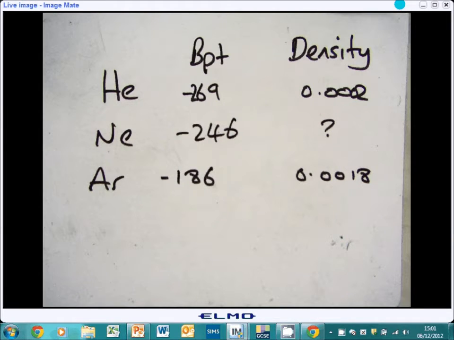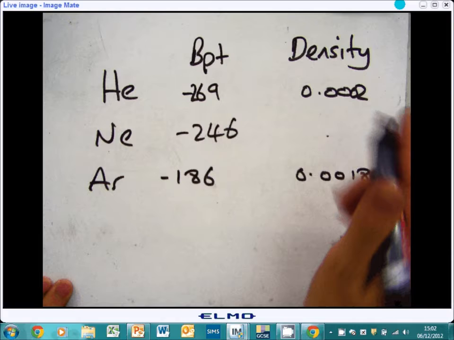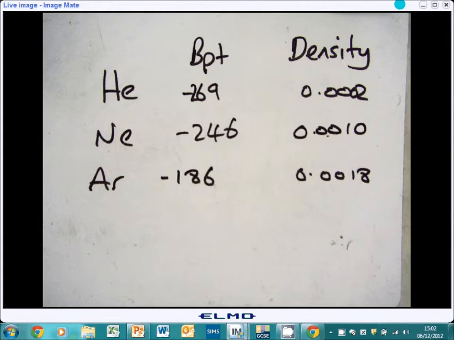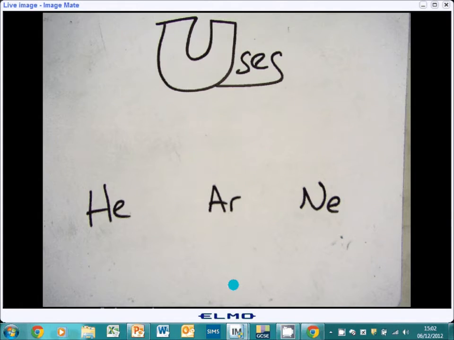The density, again, you do the same, so somewhere between 0.0002 and 0.0018. So I'd go with about 0.0010. And it turns out the answer is 0.0009, which is very close.